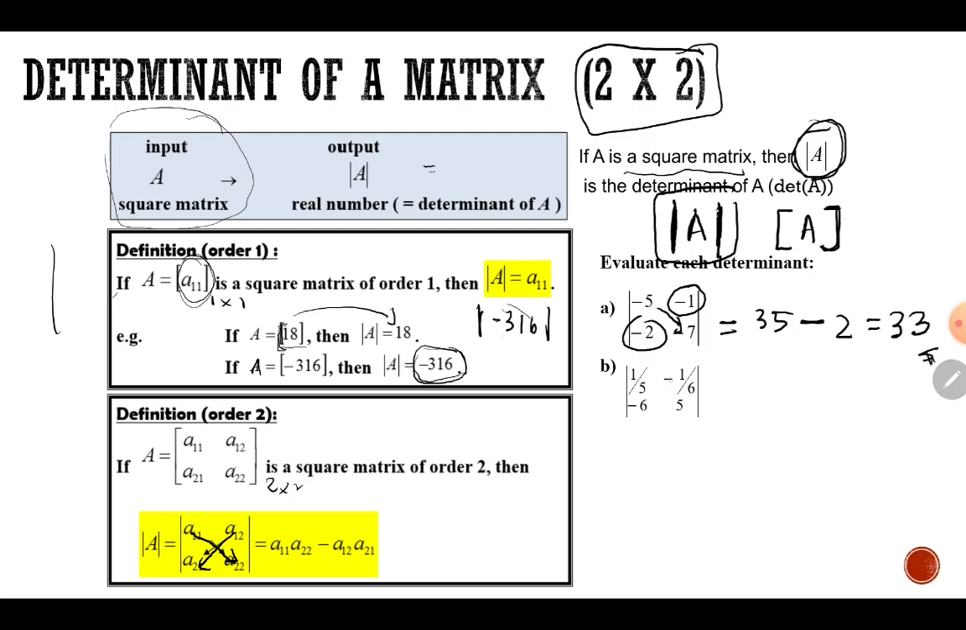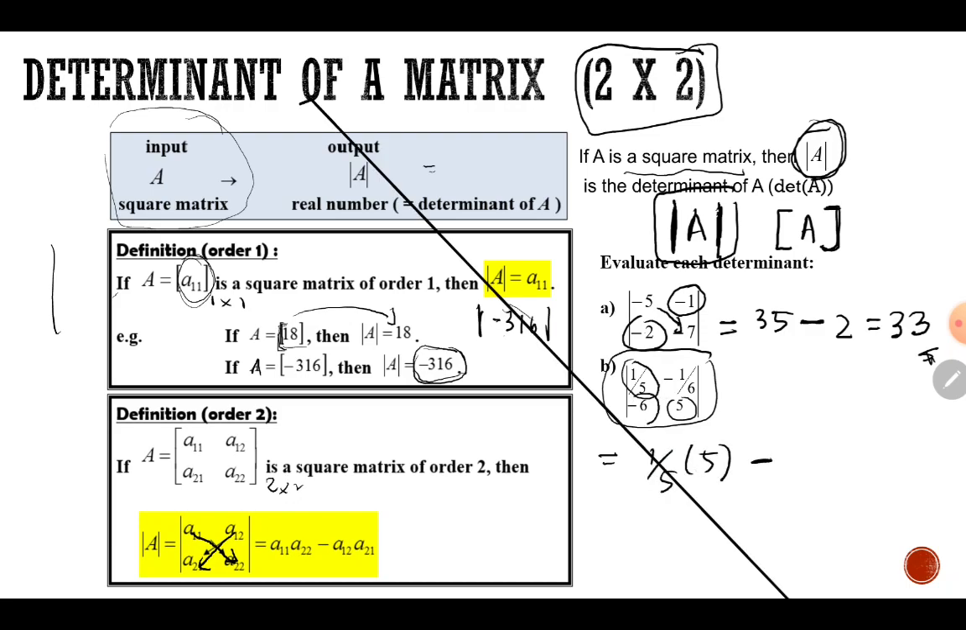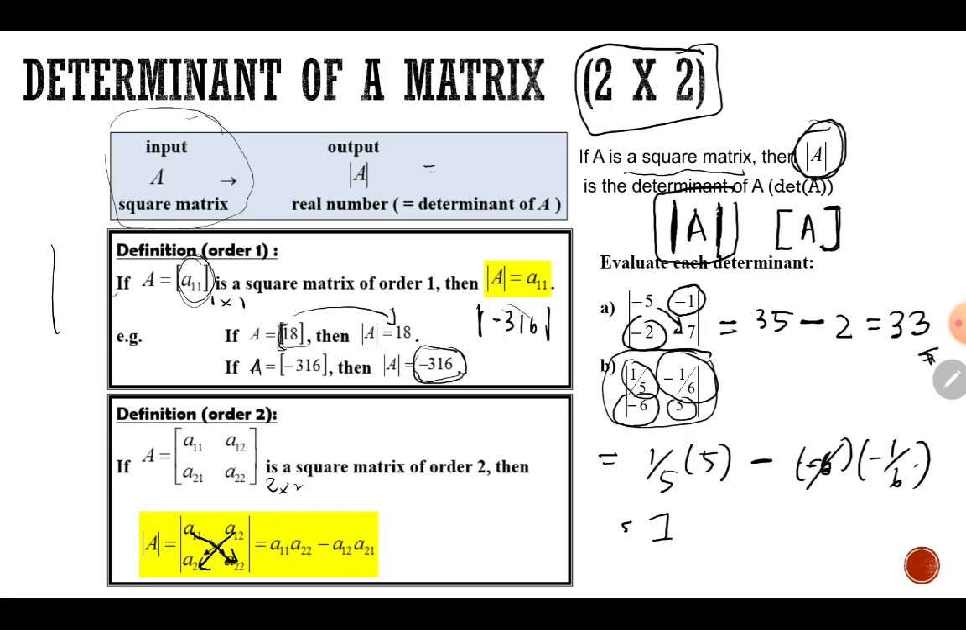Simple, right? Okay, whereas this one, yang ni ada pecahan pula. So dia punya value is 1/5 times with 5. So 1/5 times with 5 minus with -6 darab dengan -1/6. -6 darab dengan -1/6. So negatif dengan negatif, no big deal. You can just cancel. So negative dan negative positive. So 1 minus with 1. So it's also possible. You will get 0, the determinant for B.